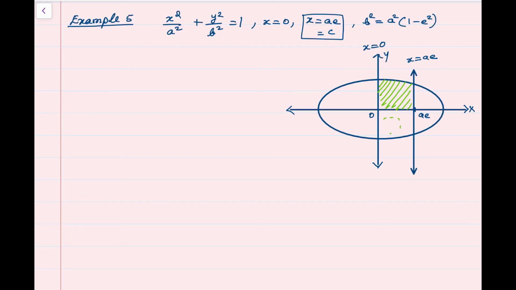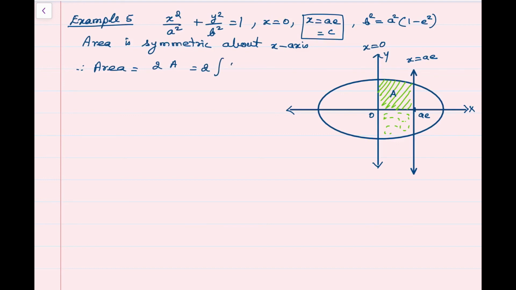We have to find this area. We will find area A and multiply it by 2. Therefore, the required area is equal to 2 times area A, which is 2 times, it is bounded by x axis, we will do integration with respect to x. So, y dx is the formula, and we have to write the limits for x, which is 0 to ae.